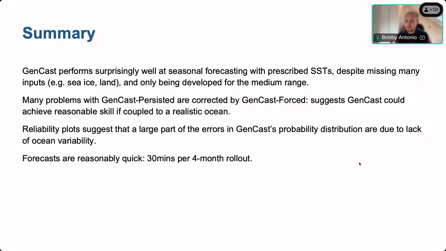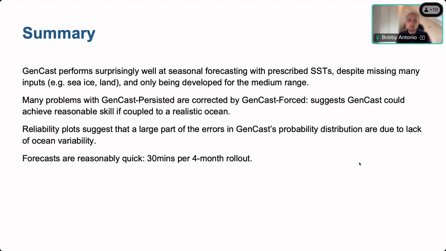It doesn't have sea ice as an input and doesn't have any land inputs. I think it's pretty surprising that it can do that well. So obviously it can be trained quite well. And also, I think it suggests that were we to couple GenCast to a realistic ocean, we could expect to see a bit of an improvement in the skill, given the way that the skill of GenCast forced has improved. And again, the reliability shows that a lot of the miscalibration of GenCast probability distributions can be corrected by having realistic ocean variability.